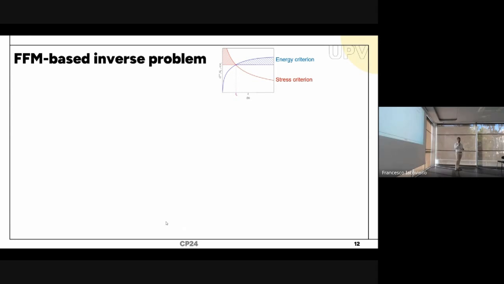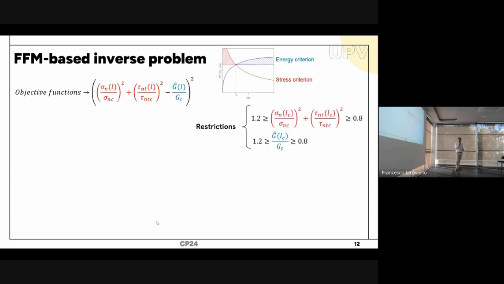In order to do so, we set and define a finite fracture mechanics based approach. In this approach, we use an objective function which contains a stress criterion here in red, in this case the quadratic criterion, and an energy criterion. We want to minimize this function so that both the stress criterion and the energy criterion are equal to 1. Sadly, our experimental test had some variability, so we needed to set a tolerance in the restriction around the point that we already decided, which is 1.